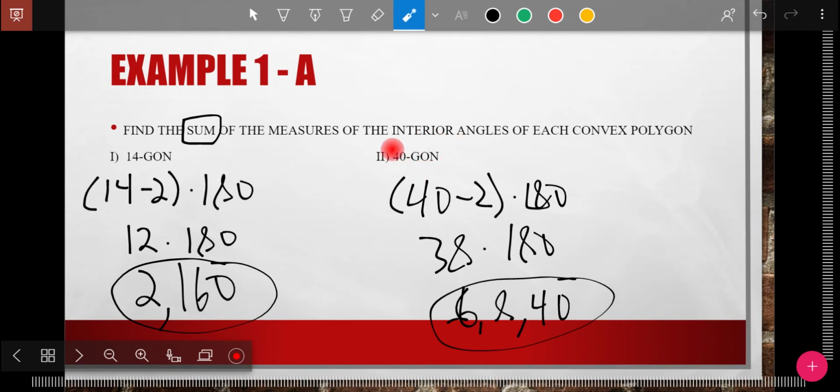Now, how many angles in a polygon? If you said 40, you're correct. It's got 40 sides, it has 40 angles. Is each one that? No, that's the total degrees. How many angles in a 14-gon? 14.